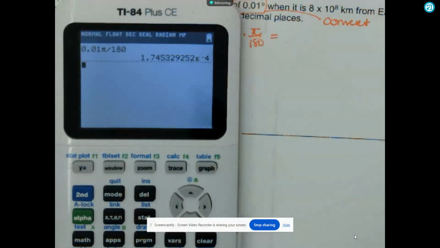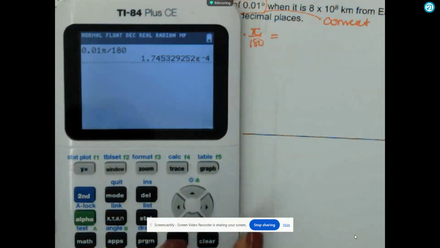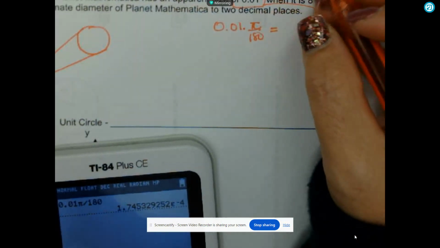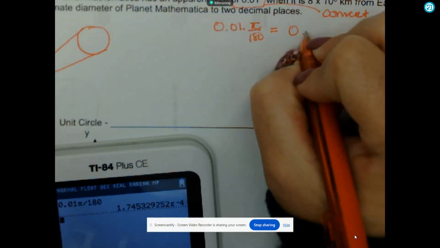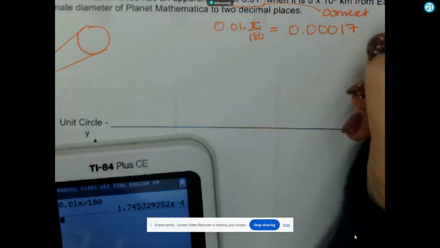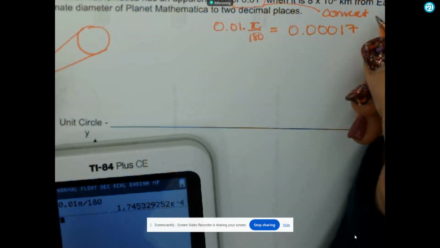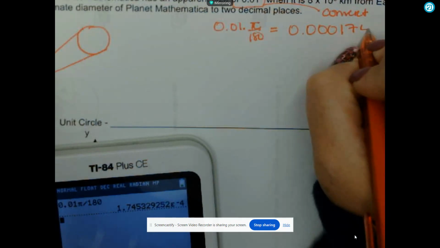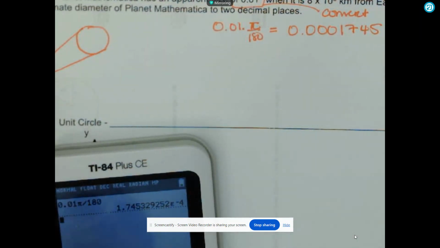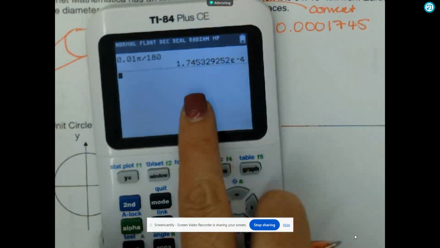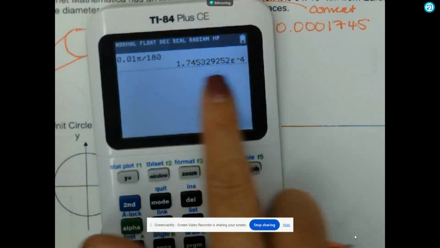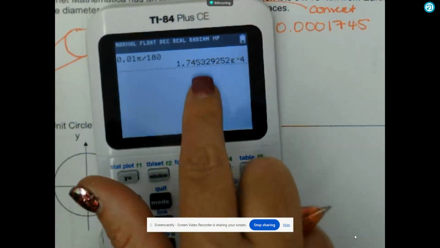But like I said, leave that on your screen. I'm not going to write all these numbers down. I'm going to cut it off and make it short on my paper, but for my calculation, I'm going to leave it on my screen. So on my paper, I'm going to write that's the same thing as 0.001745. Now, understand, there's a whole bunch of numbers after 45 that I left off. Everybody with me? So leave this on your screen for now.